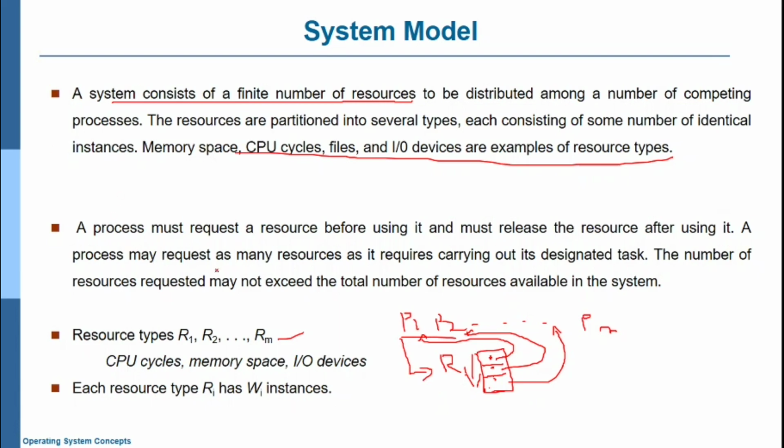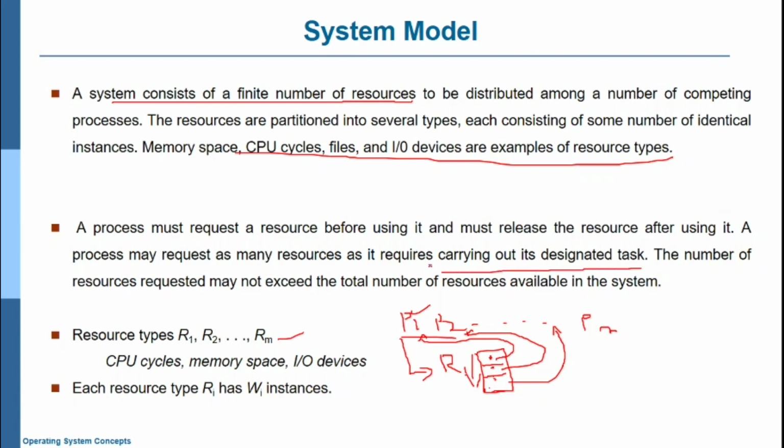A process may request as many resources as it requires, depending upon the process, before completion of its task. It requires a number of resources before completion of its task, as many resources as it requires to carry out its designated task.